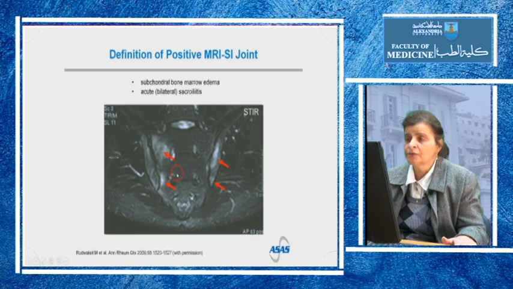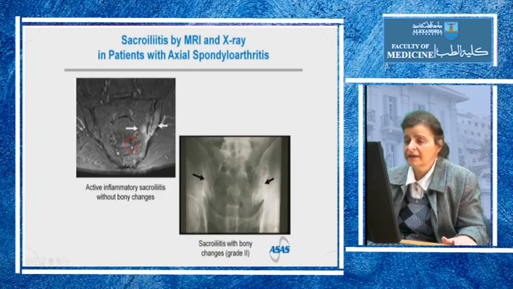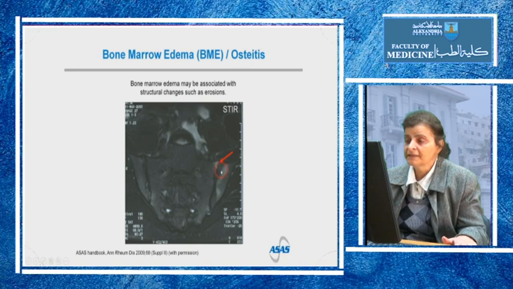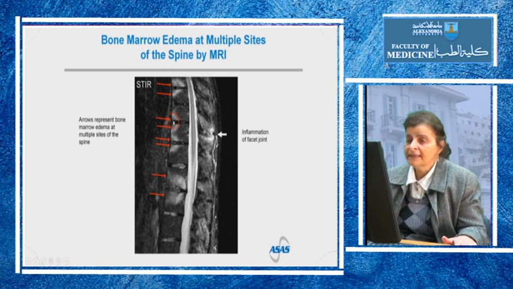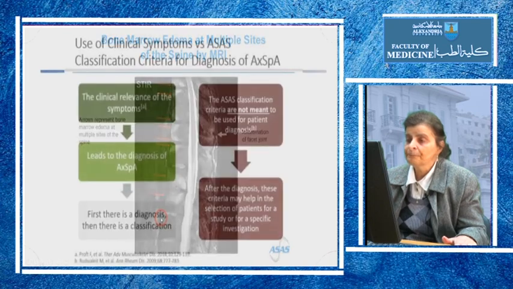Another picture showing you the classical active inflammation and the classic active inflammatory sacroiliitis. Once again, showing you the inflammation. In the spine as well, active marrow edema, active inflammation at multiple sites along the spine.